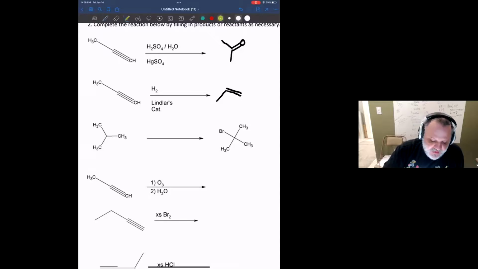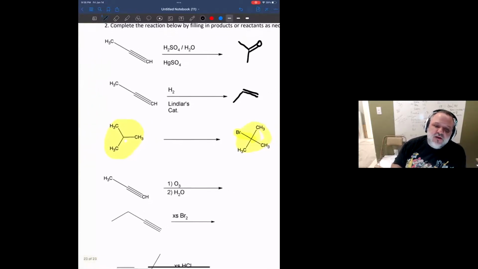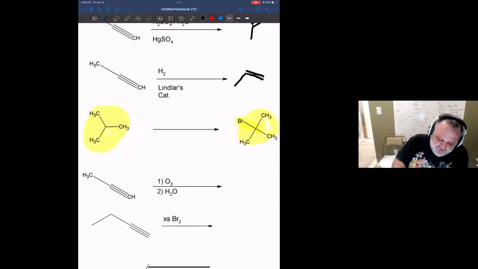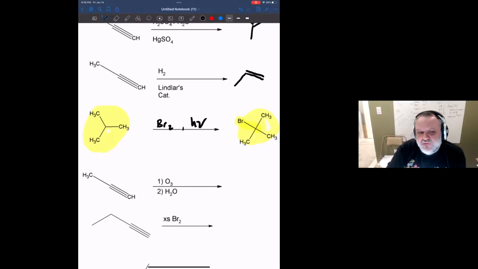Now, what about this guy? I'm starting with something that has 4 carbons here. I've got 4 carbons there. I've added a bromine to an alkane. You should know that there's only one reaction that we know that works with alkanes, and that's radical bromination. So something like Br2 in the presence of UV light, so H nu.